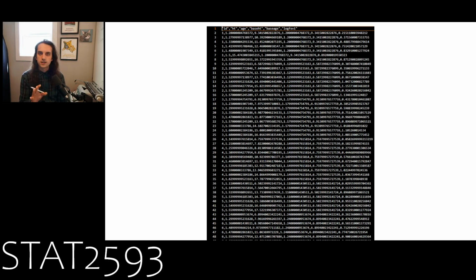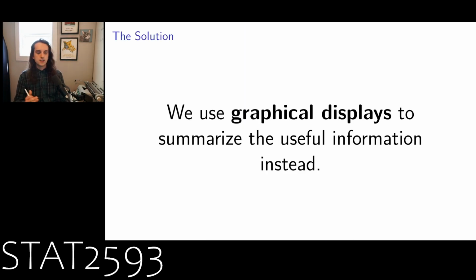Instead of looking at raw data, what we want to do is start to try to summarize that. One of the ways that we can do this is graphically. We can also use tables, we can use statistics, which we'll talk more about. But one of the first ways that we can think about doing this is through graphical representations or visualizations. When we use graphical displays, what we're trying to do is summarize the useful information and present it in a way that we can digest it and determine what we should be doing next.